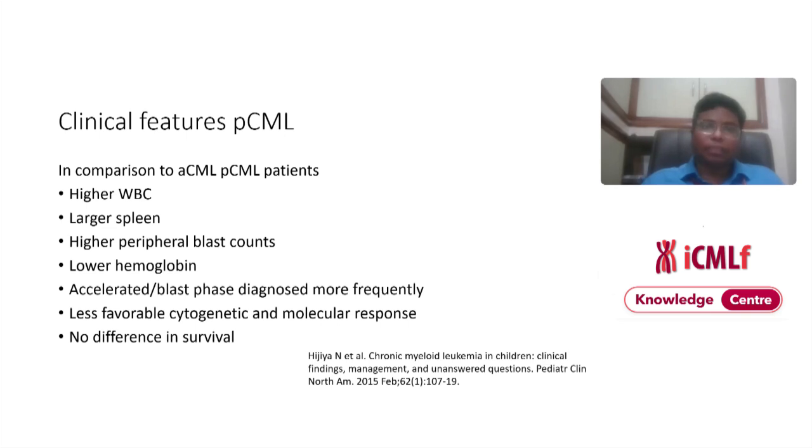Coming to clinical features of pediatric CML, in comparison to adult CML, pediatric CML patients have higher WBC count, larger spleen, higher peripheral blast counts, lower hemoglobin, and they have frequent accelerated phase and blast phase diagnosis in terms of percentage when compared to adult CML. They also have less favorable cytogenetic and molecular response. However, it is pertinent to note that despite these unfavorable characteristics in pediatric CML, there is no difference in overall survival when pediatric CML patients are compared with adult patients.